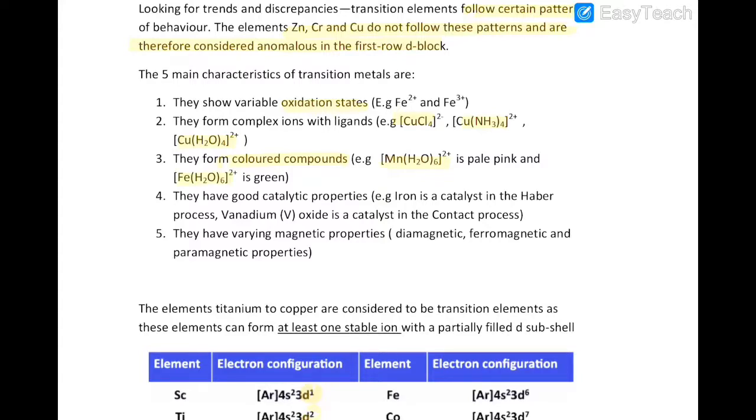They have catalytic properties; they act as catalysts. So iron in the Haber process, vanadium(V) oxide in the contact process. Either the element or the compounds of the element is going to be a good catalyst, and they have varying magnetic properties. We're going to see all these properties for transition metals.